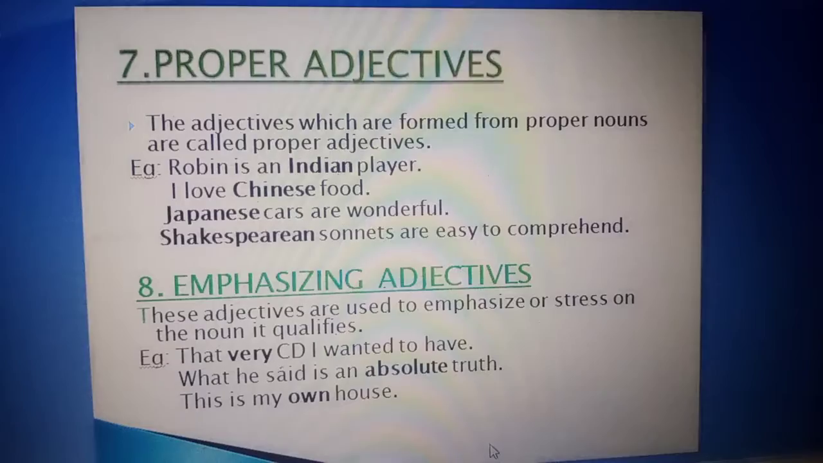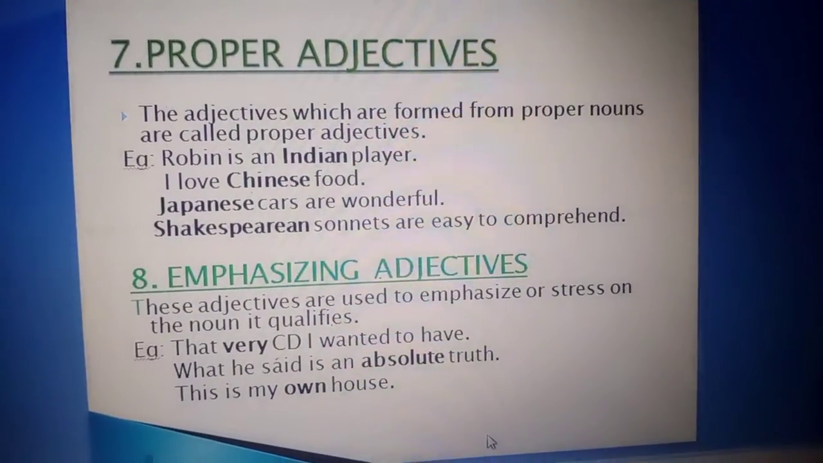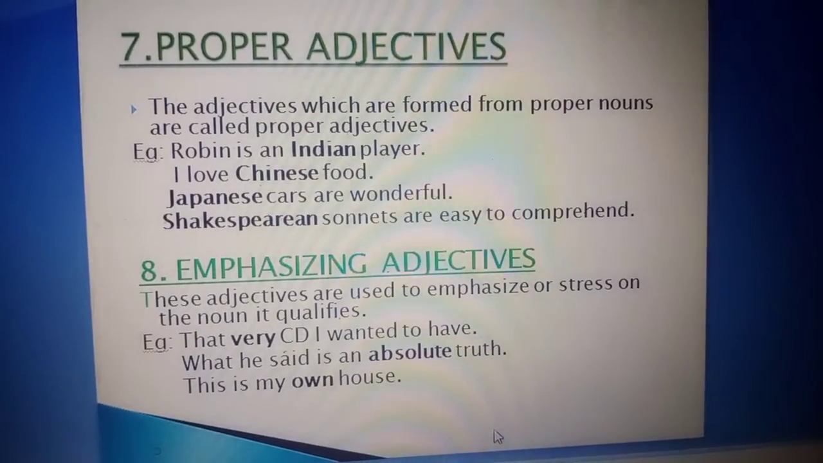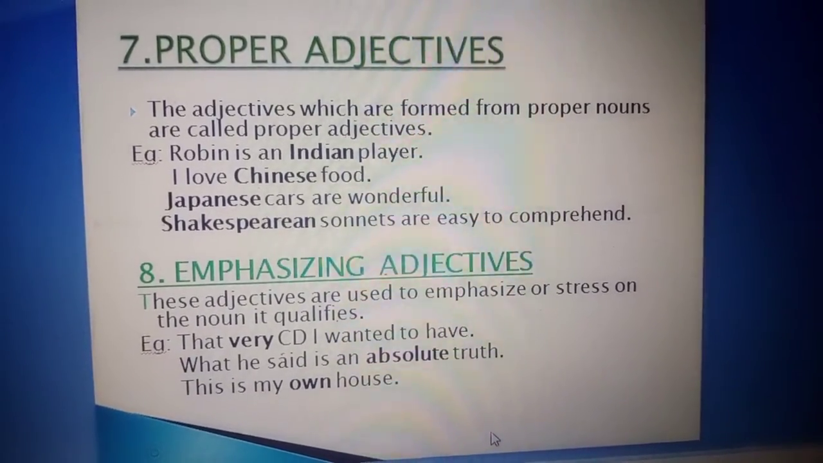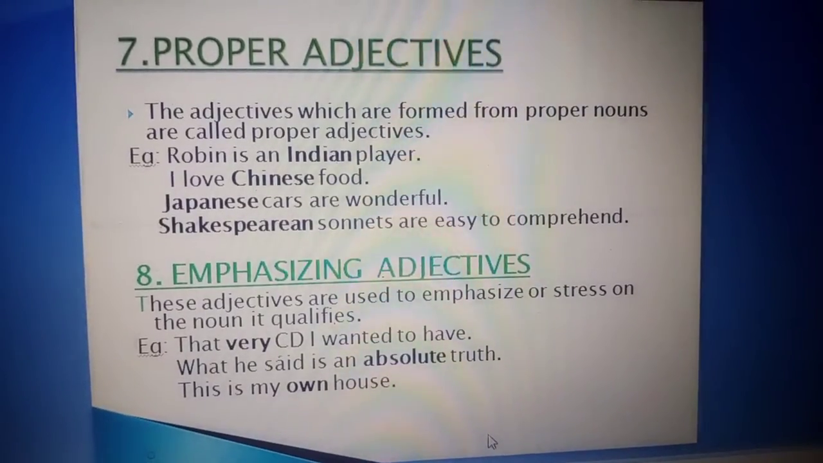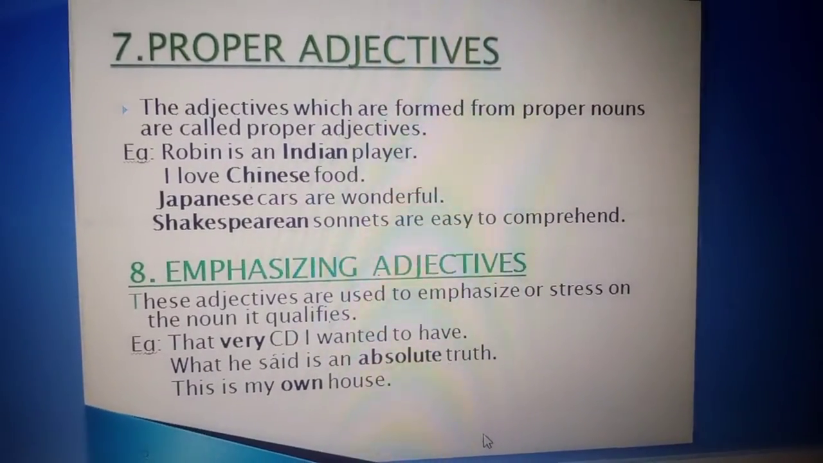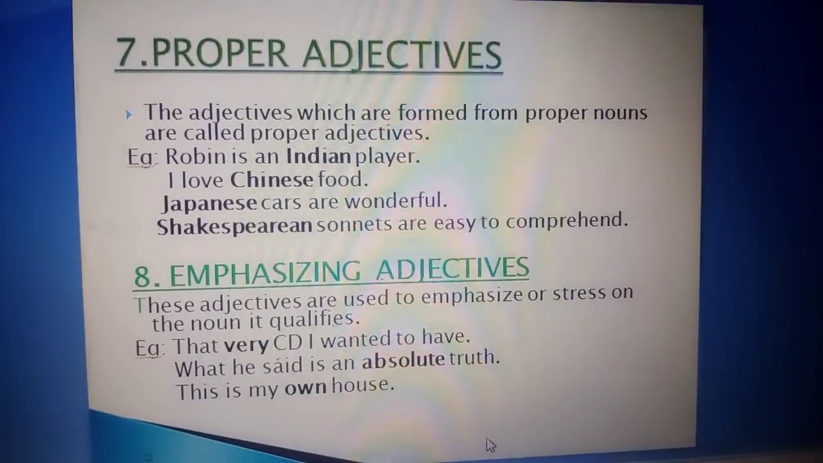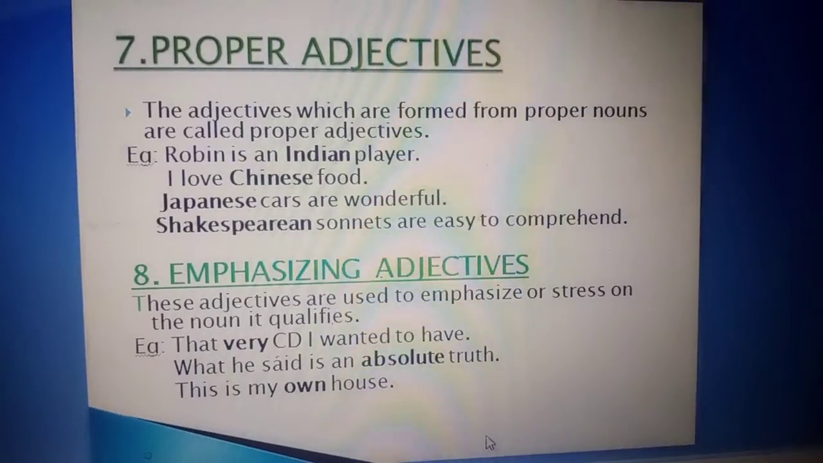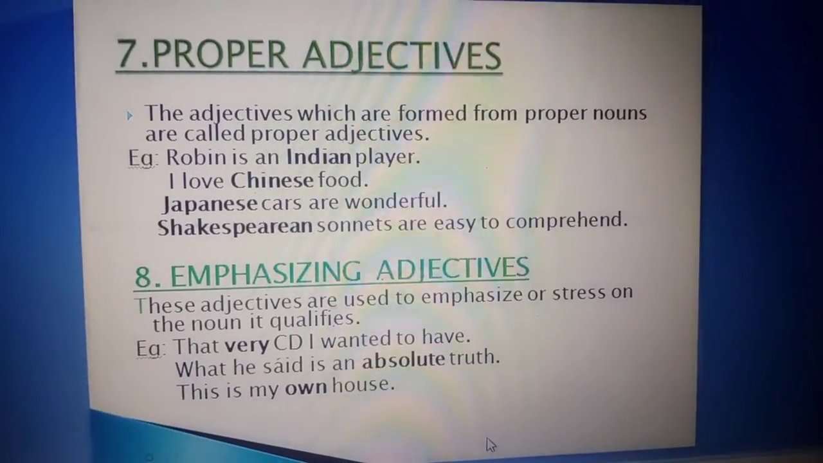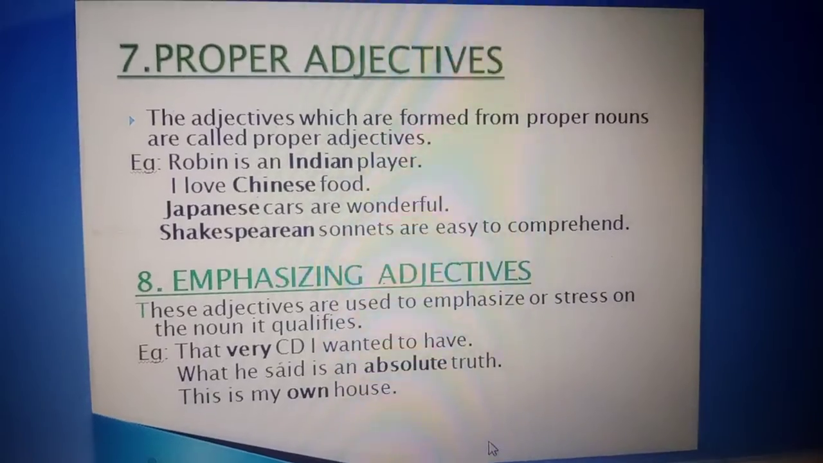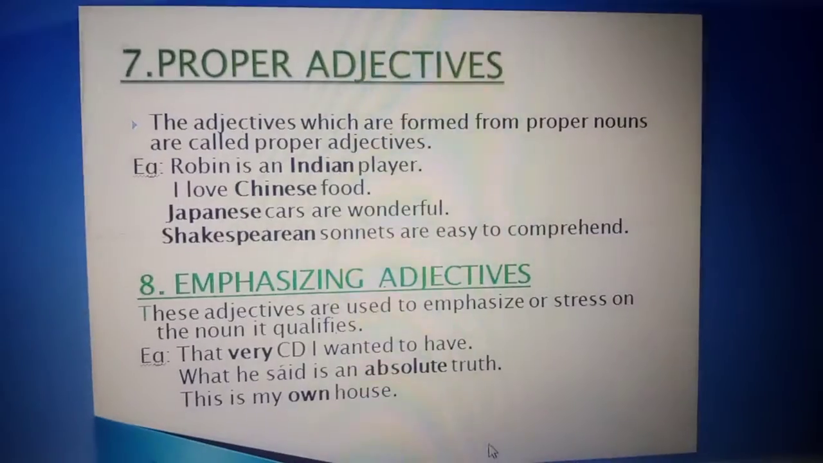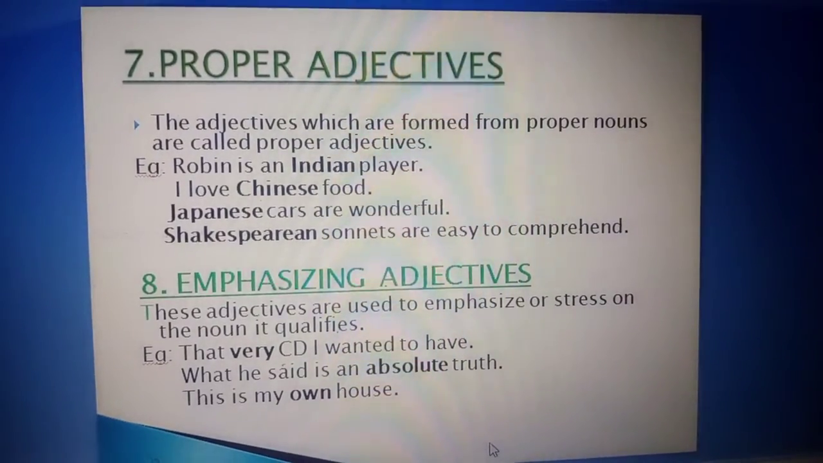Now, emphasizing adjectives. These adjectives are used to emphasize or stress on the noun it qualifies. For example, that very CD I wanted to have. What he said is an absolute truth. This is my own house. So words like very, absolute, own, they are laying more stress on the noun which it qualifies. They all are the examples of emphasizing adjectives.